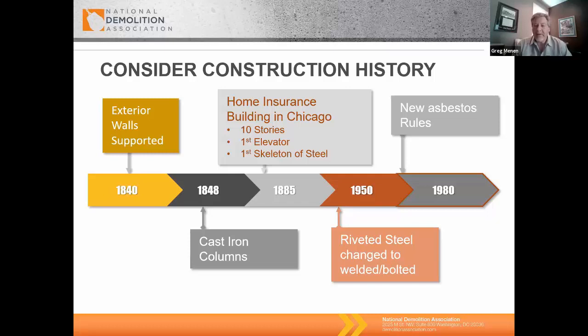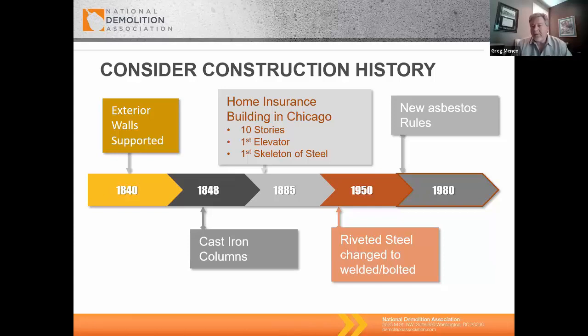Most of the time in our business, and having been around for a while, everything that we learn and try to understand is based on a been there, done that situation, or we try and draw that information. You can see all the way back, if the buildings go back as far as the 1840s, that the exterior walls only started being supported back then. And then we had cast iron columns come into play. Home Insurance Building in Chicago was 10 stories when they started to build it. We went to riveted steel in the 50s, and then obviously all the new rules that came in for asbestos and everything else that affects us.